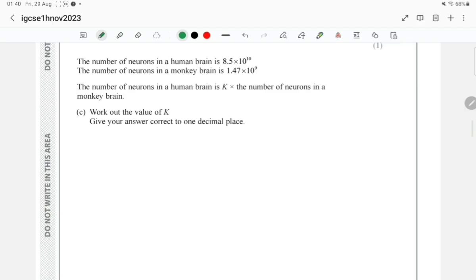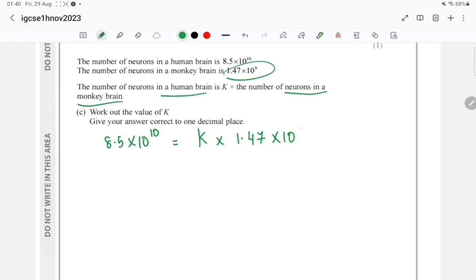Now, the number of neurons in a human brain is 8.5 times 10 to the power of 10. The number of neurons in a monkey brain is 1.47 times 10 to the power of 9. The number of neurons in a human brain is k times the number of neurons in a monkey brain. So 8.5 times 10 to the power of 10 is equal to k times 1.47 times 10 to the power of 9. Work out the value of k and give your answer correct to 1 dp.